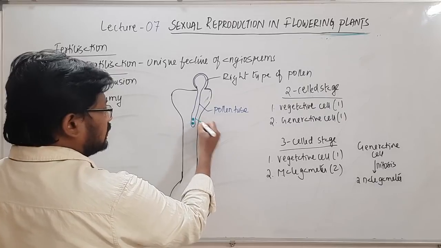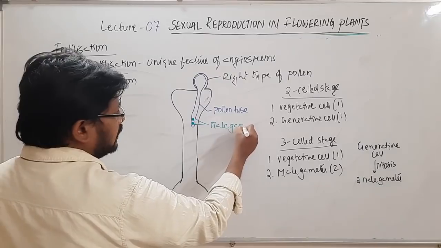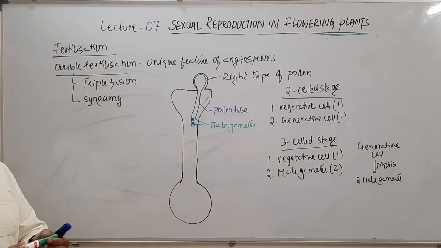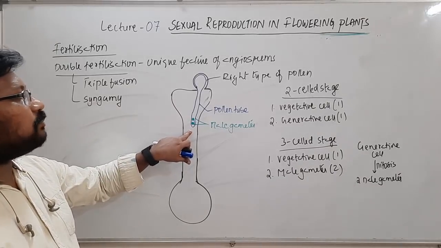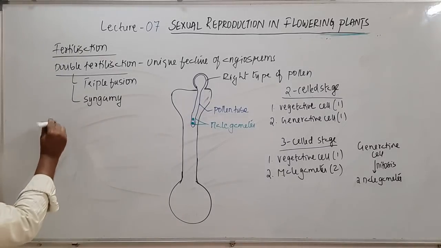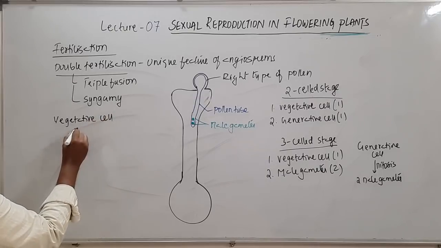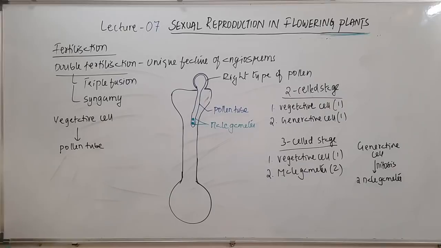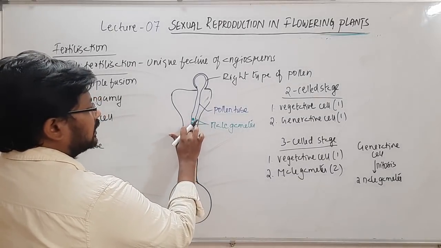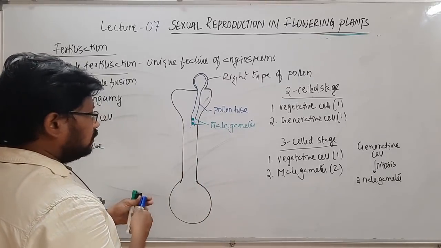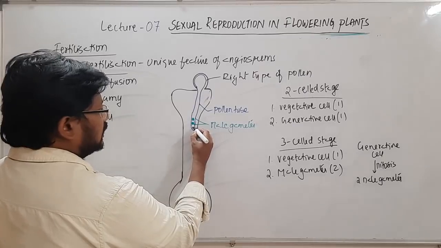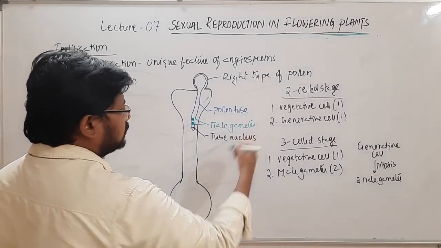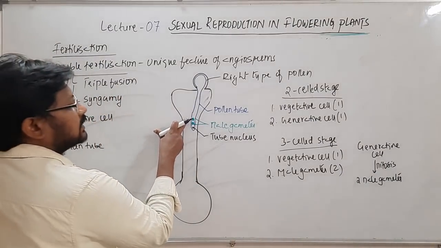You will see inside that, these are the male gametes. If it is a two-cell stage, the generative cell has undergone mitosis and produced two male gametes, which will be seen in the pollen tube. So the pollen tube develops from the vegetative cell, and the male gametes develop from the generative cell. Here you may also see the tube nucleus, that is the nucleus of the vegetative cell, and we'll have the male gametes.